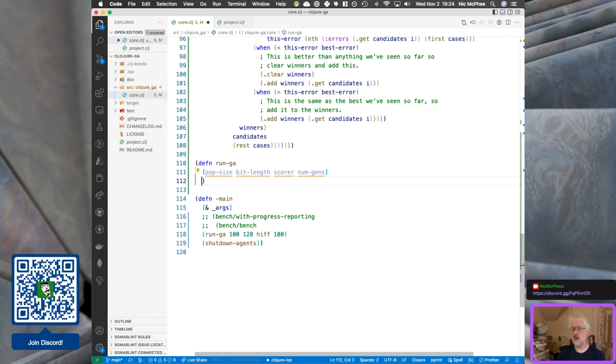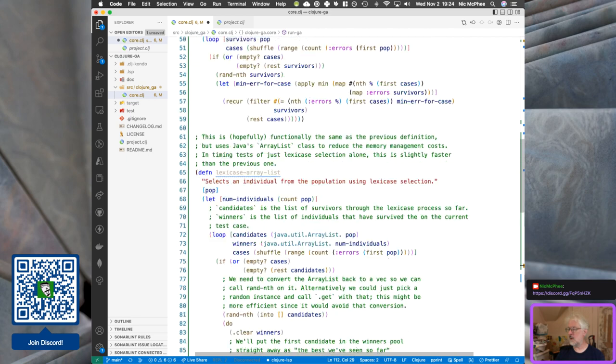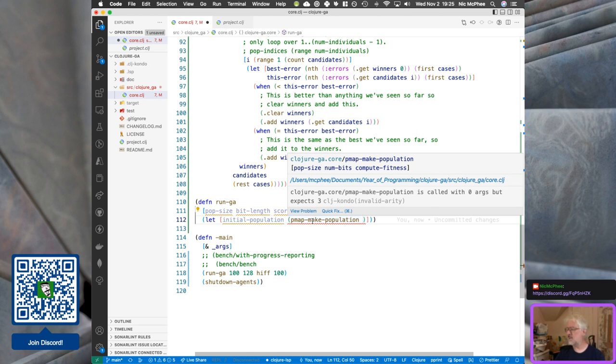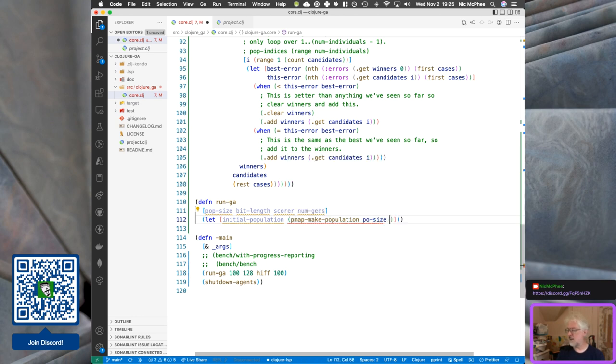So for a given number of generations, we're going to need to generate the next generation. And we'll want to start with some initial population. That's going to be, what did I call that? Make population, but it's pmap make population. And pmap make population takes the pop size, the number of bits, and the fitness function. So pop size, and actually I called it numbits there. Maybe I should call it numbits here. Numbits.